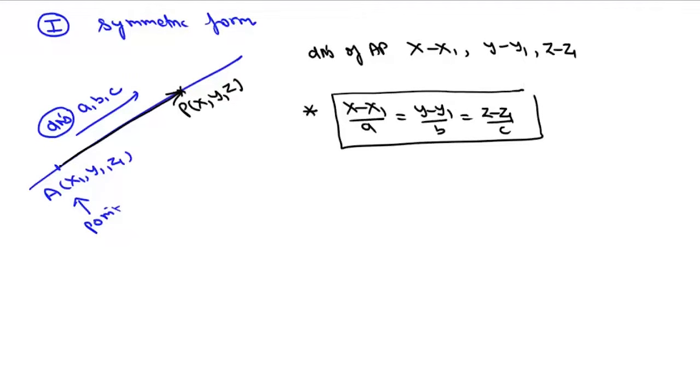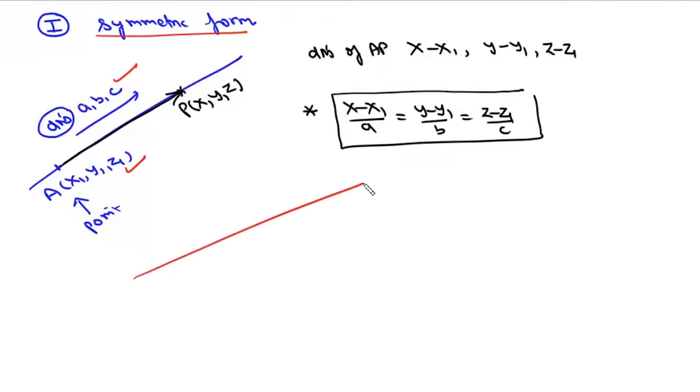So if we have to write equation of a straight line, we need a point and we need direction ratios. Then equation of that line will be x minus x1 by A equals y minus y1 by B equals z minus z1 by C, and this form is called as symmetric form.